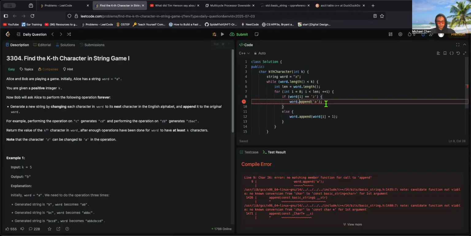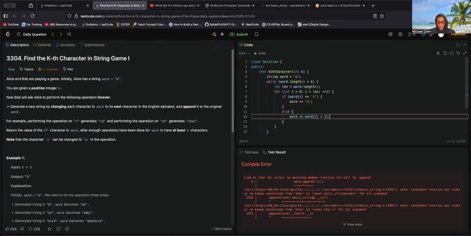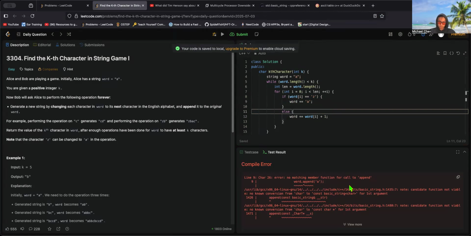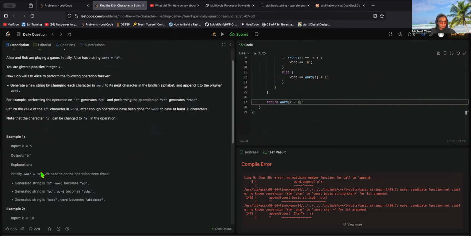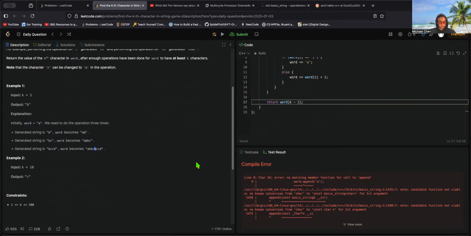I mean just plus equals, right? That could be k minus one, maybe. AB, ABBC. So I should return this, which is the fourth index, right? Yeah.